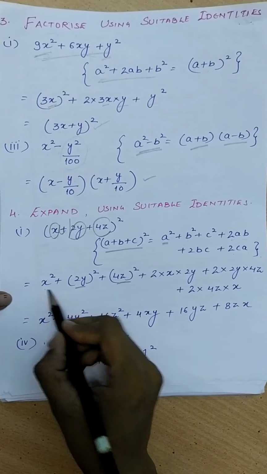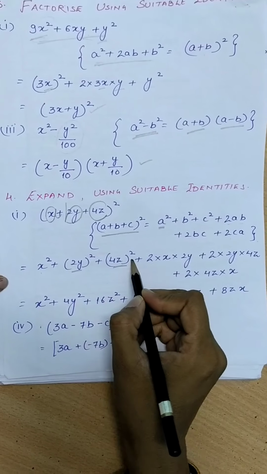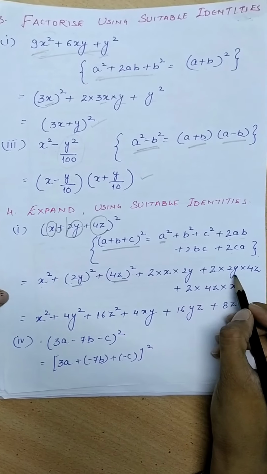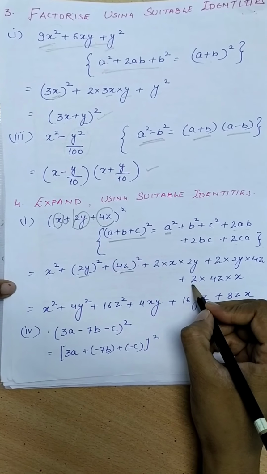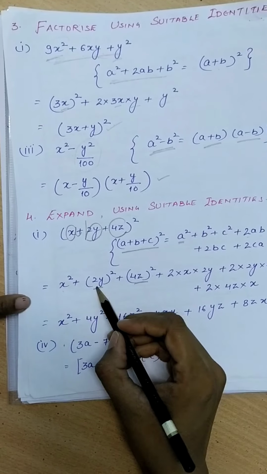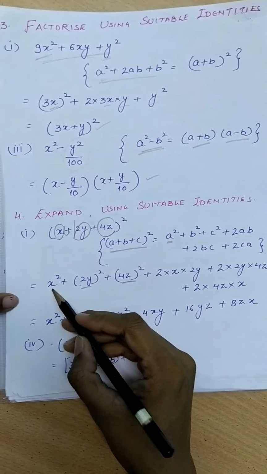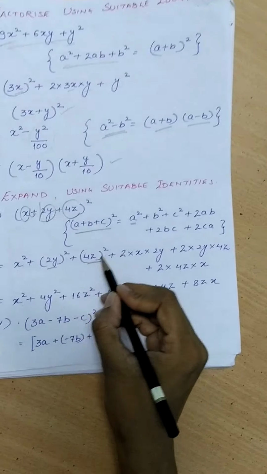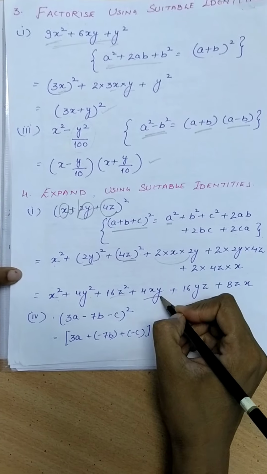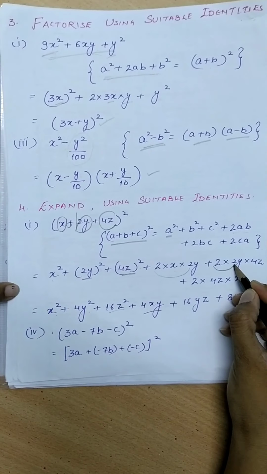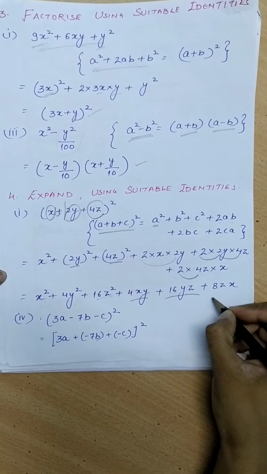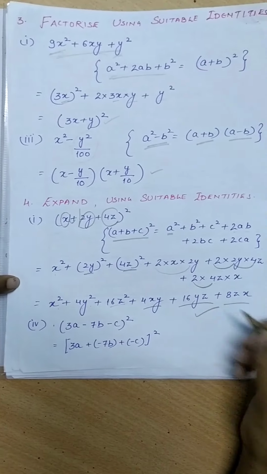So x square, (2y) whole square, (4z) whole square, 2 into x into 2y, plus 2 into 2y into 4z, and 2 into 4z into x. Then I'll open this bracket. (2y) whole square is 4y square. This x square will remain as it is. (4z) whole square is 16z square. 2 2s are 4. This is 4xy. 2 2s are 4. 4 4s are 16. This is 16yz. 2 4s are 8. So 8zx will come. I hope it's clear.